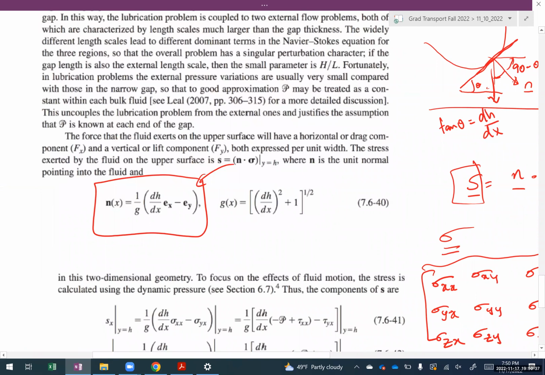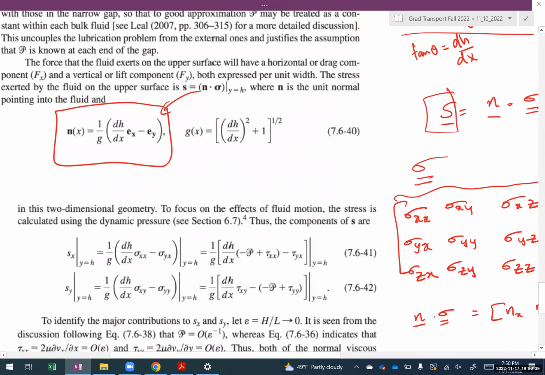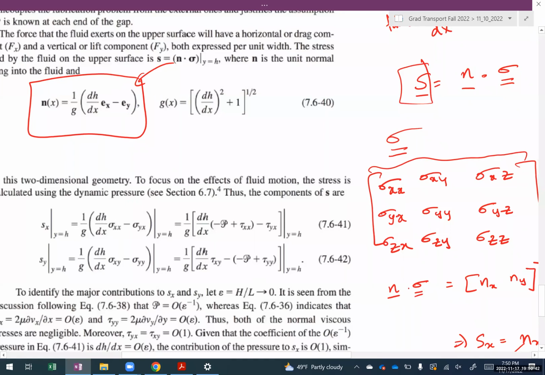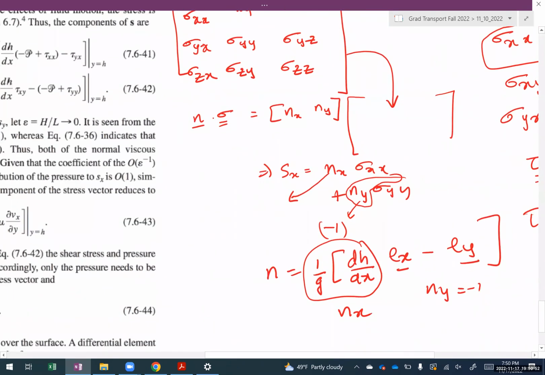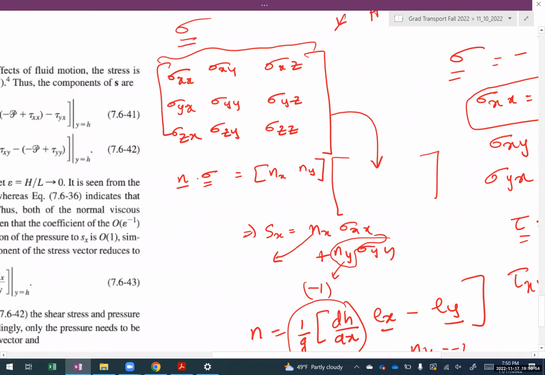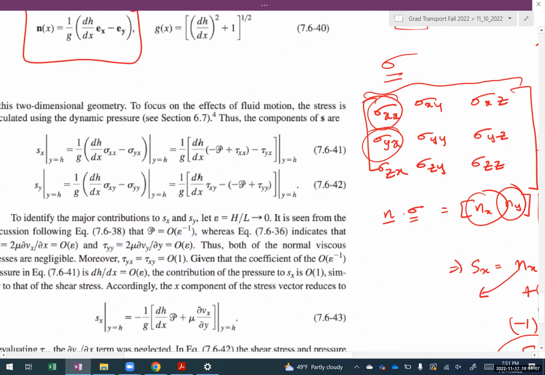Now, once you get to the normal vector, what you need to do is n dot sigma. n dot sigma is nothing but the stress vector S. So when you do n dot sigma, it is nx ny times the stress tensor. So it is nx times sigma xx and ny times sigma yx. So dh over dx times sigma xx minus sigma yx.